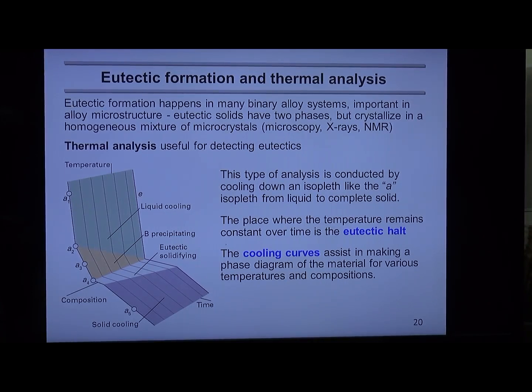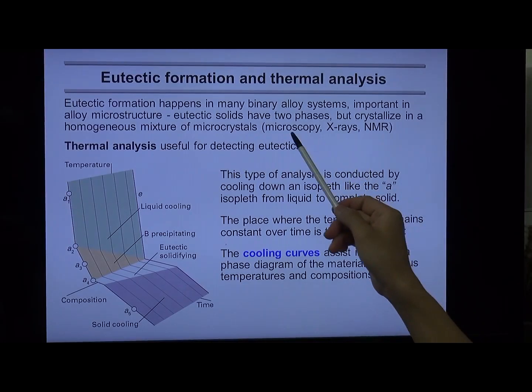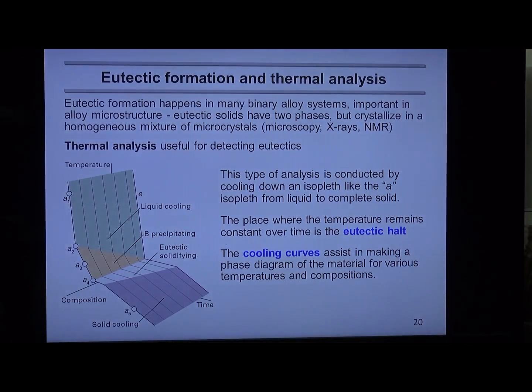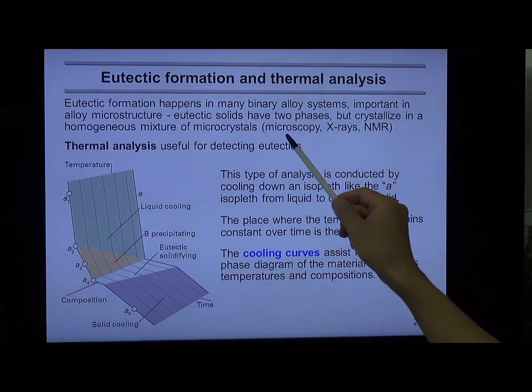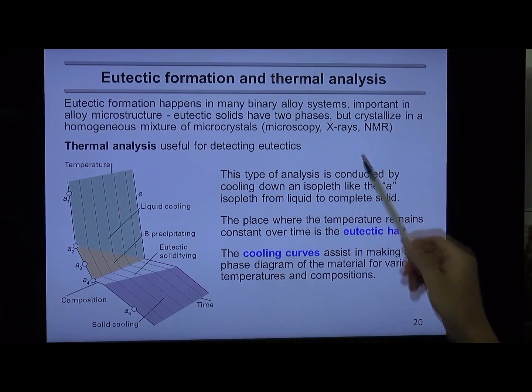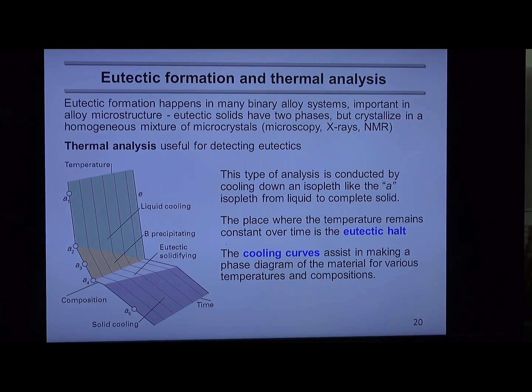Okay, and we can determine this eutectic composition by many different types of experimental techniques. For example, we can use microscopy, X-rays, or NMR or something like that. At different compositions, we check how a certain liquid or solid mixture changes in terms of microscopic nature, crystallographic nature, or NMR.